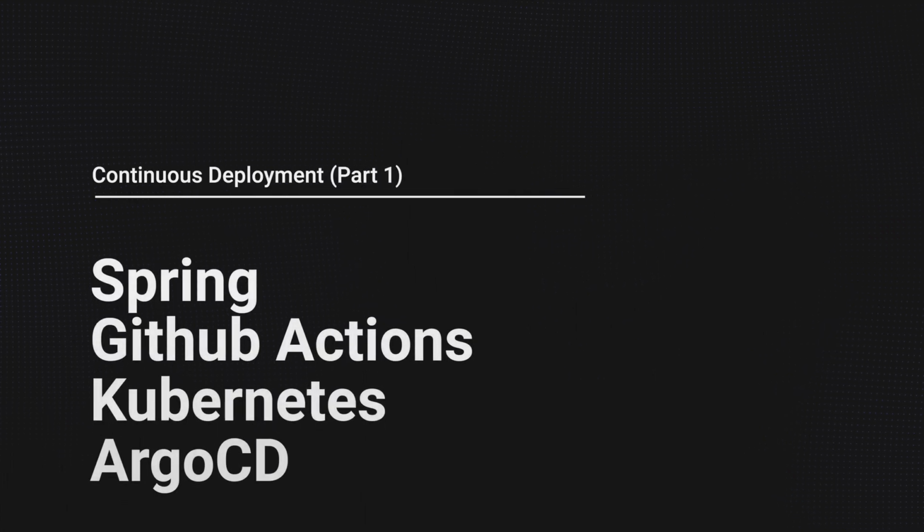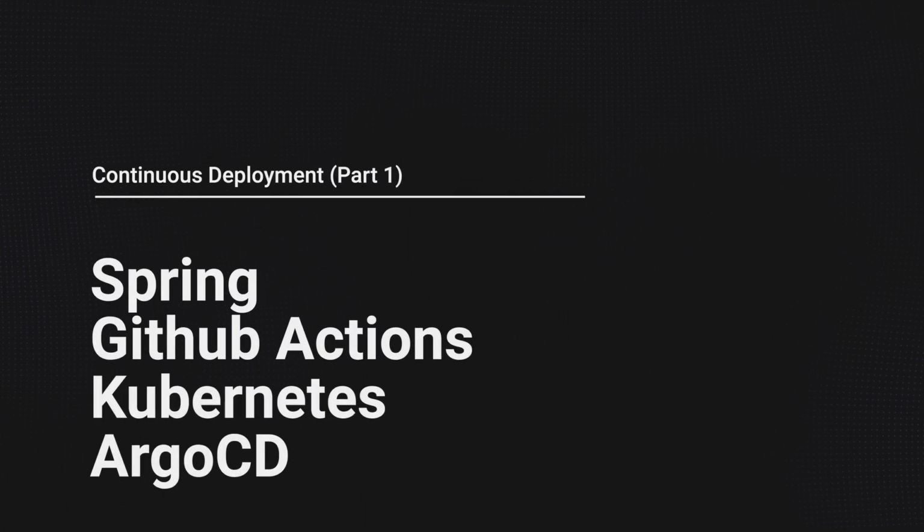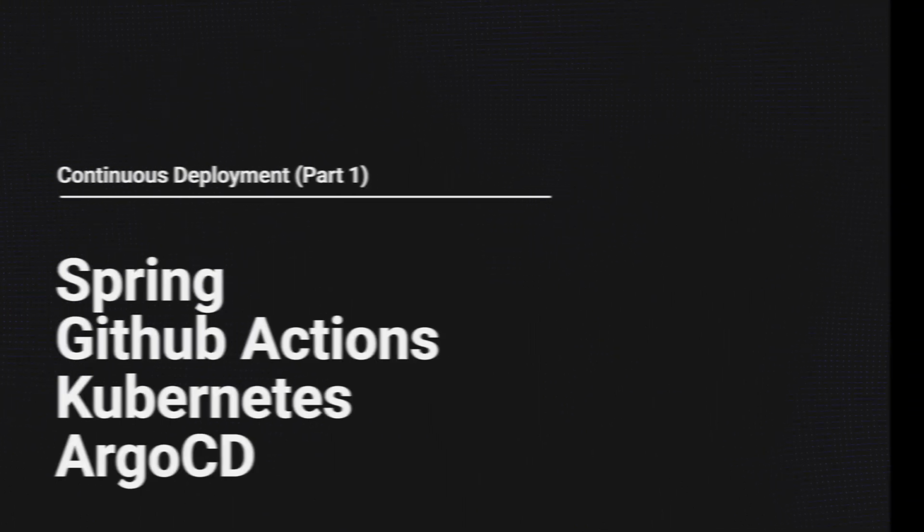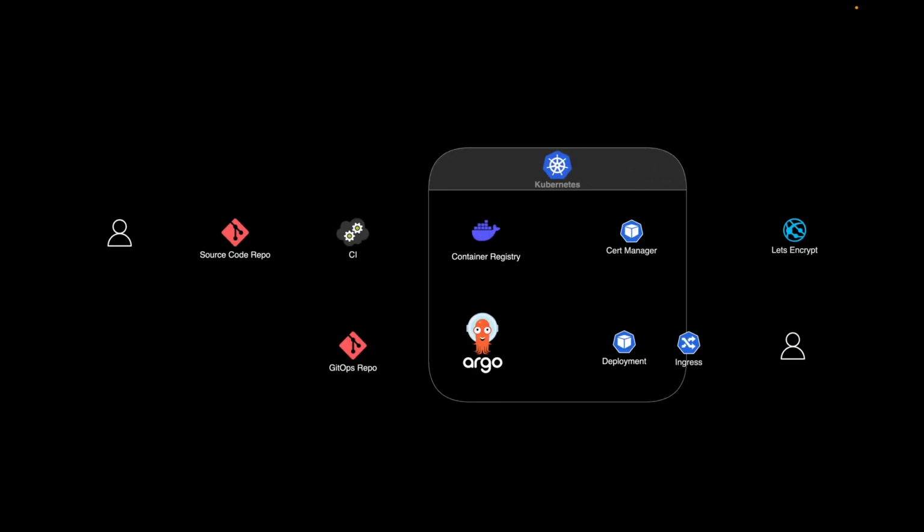Hello everyone. In this two-part series, we will go through how to create and configure your app and continuous integration for a continuous deployment workflow. A developer, us, will push our Spring application source code to our GitHub repo. That will trigger the CI to run, which is GitHub Actions in this case.